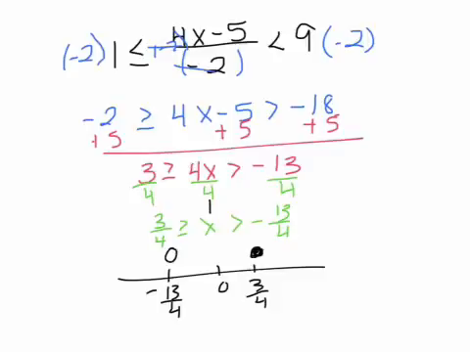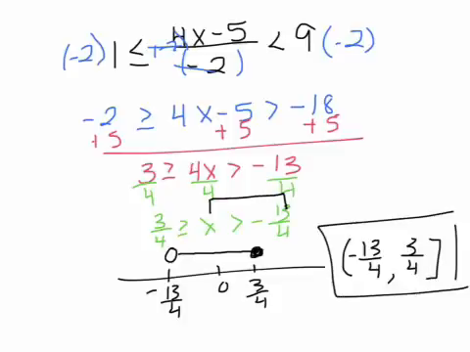So I look at this piece right here. It's either going to meet in the middle or go the opposite direction. So off of negative 13/4, I know it's going to go in that direction and meet in the middle. So my interval is going to be open at negative 13/4 and closed at 3/4 for my final solution.